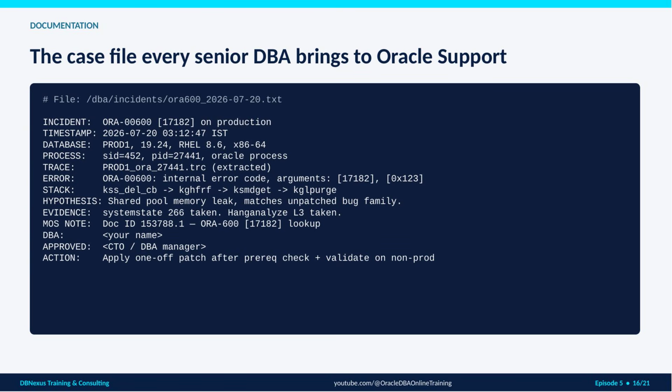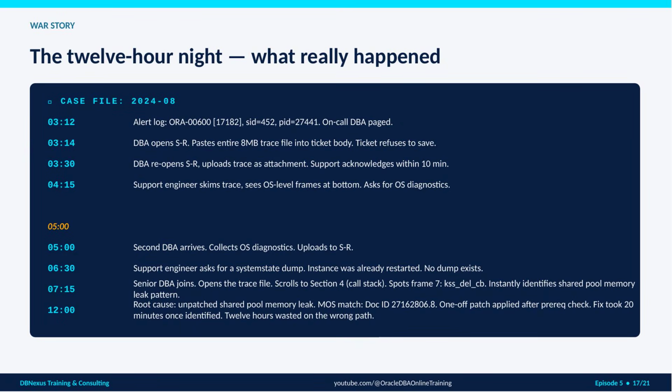Hypothesis, 1 line: shared pool memory leak matches on patched bug family. Evidence: system state taken, hang analyze taken, trace file archived, MOS note doc ID 153788.1. Action: apply one-off patch after prereq check, validate on non-prod first. This is what protects you when support asks, what did you try? You have the answer in 1 line.